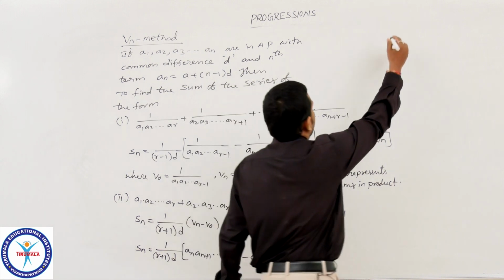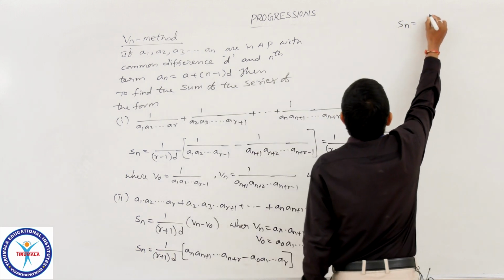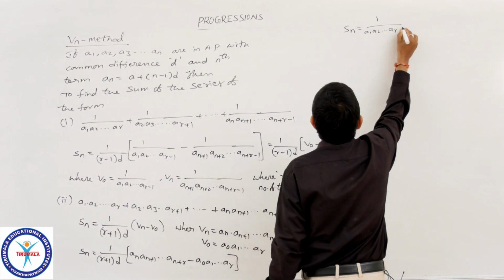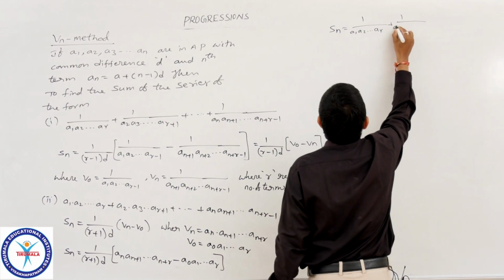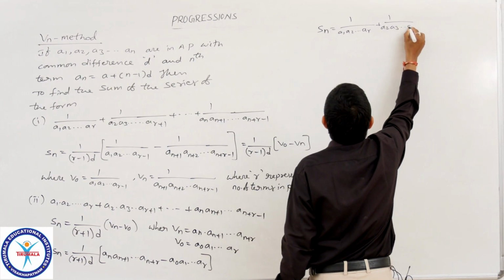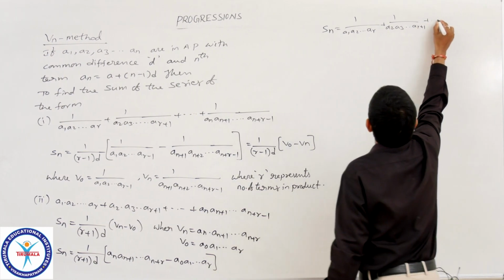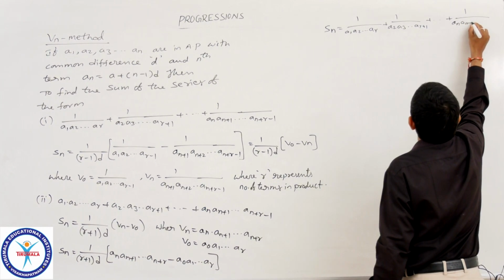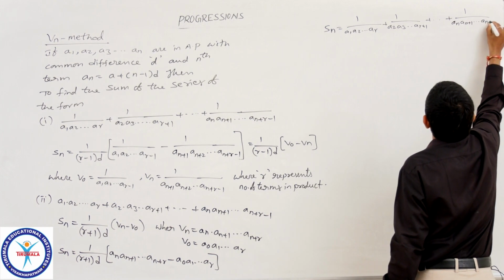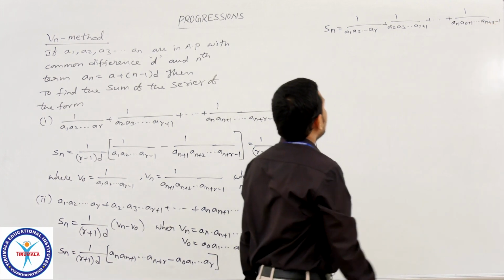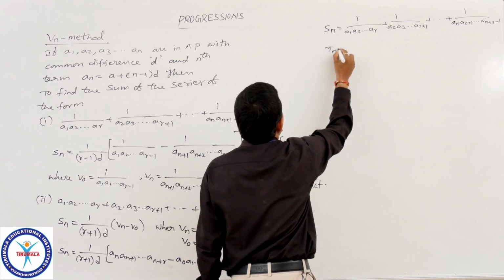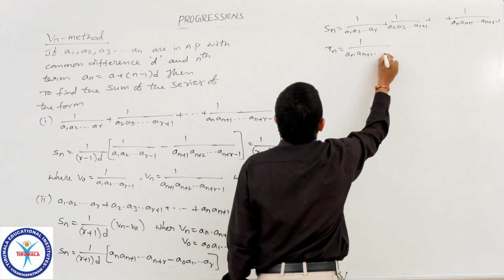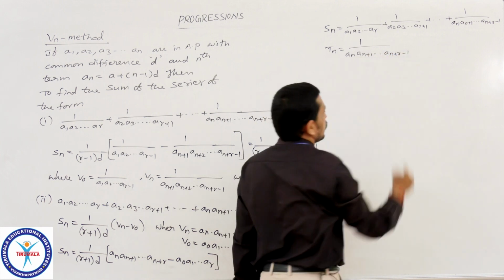So, for that we will take Sn is equal to 1 by a1 a2 and so on ar, plus 1 by a2 a3 and so on ar plus 1, plus and so on, plus, the last term will be 1 by an plus 1 and so on an plus r minus 1. So here, what is the nth term of the series? Tn is equal to 1 by an, an plus 1 and so on an plus r minus 1.